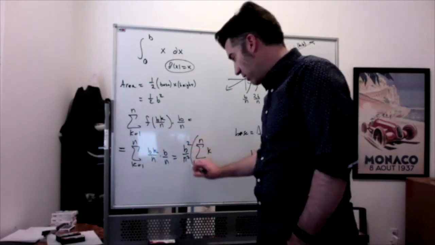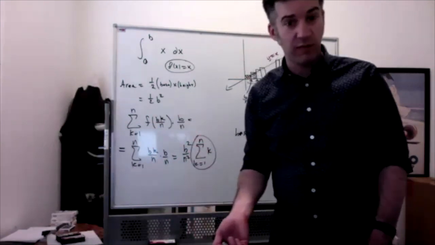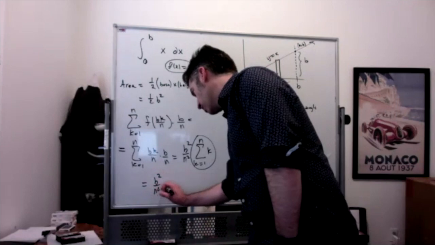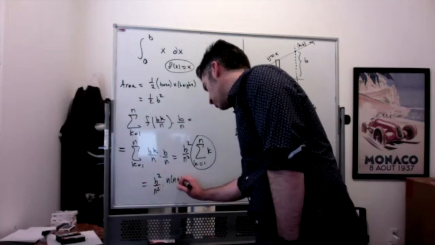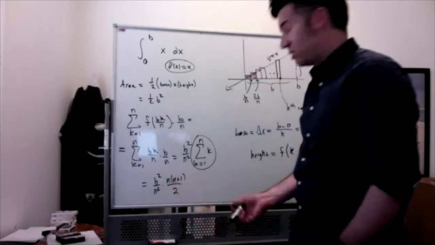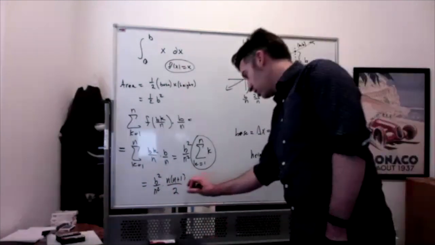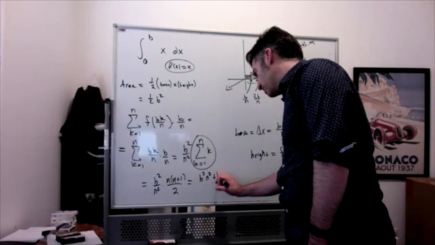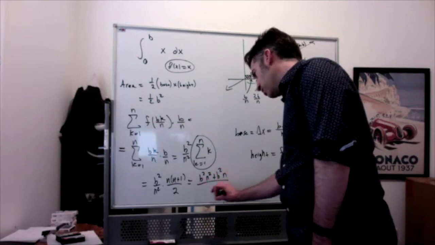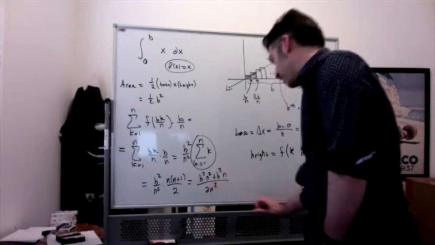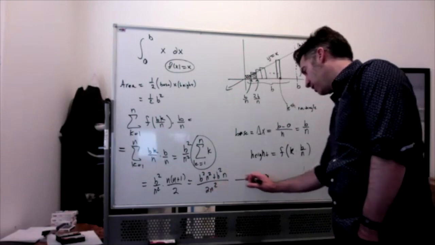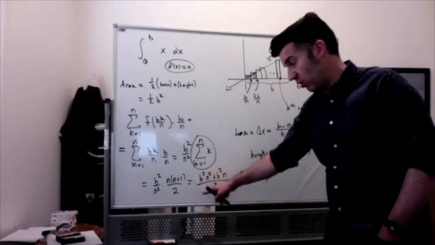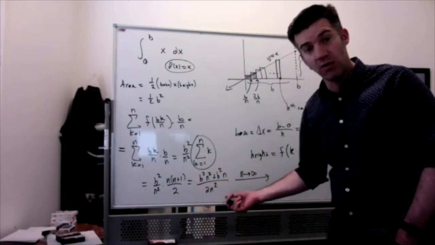We know the formula for this. It's n times n plus 1 over 2. So this is equal to b squared over n squared times n plus 1 over 2. You can simplify that if you wanted to. Sure, why not? It's b squared n squared plus b squared n over 2n squared. And as n goes to infinity, this expression goes to b squared over 2, the quotient of the leading coefficients.